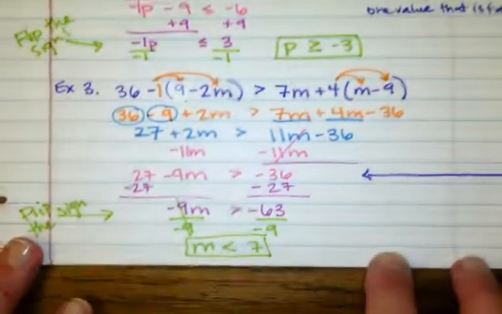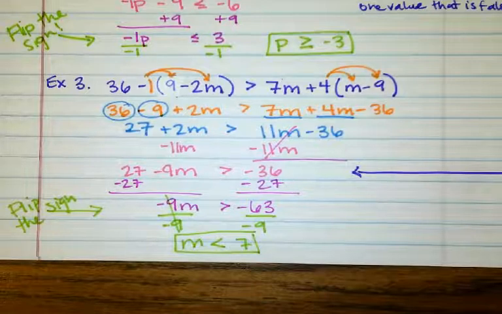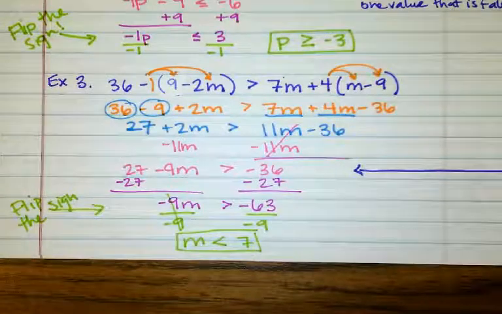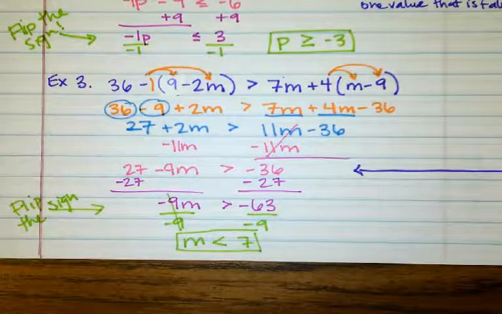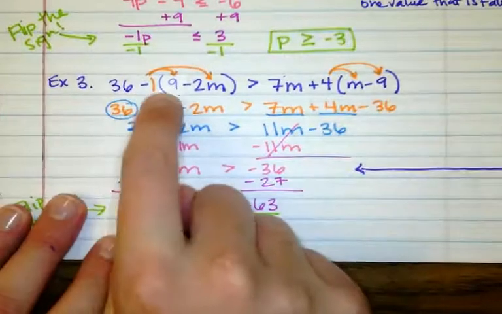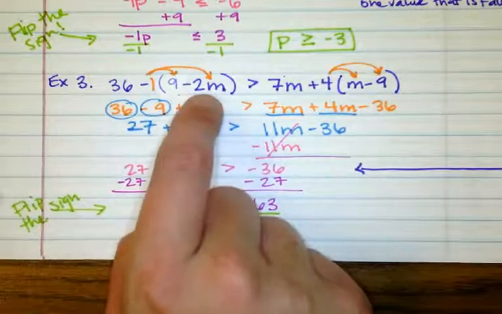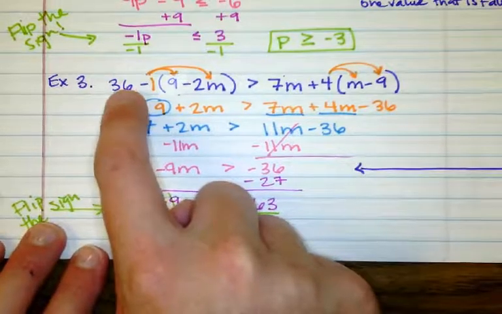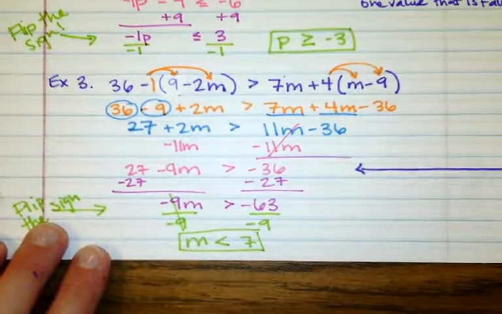This one was a little tricky because of this negative sign. What I saw a lot of people do was they distributed this 36, so then we were dealing with really, really big numbers like 324 and all that stuff. But when we have minus parentheses 9 minus 2m, that minus sign is what gets distributed, not the 36, just the coefficient.